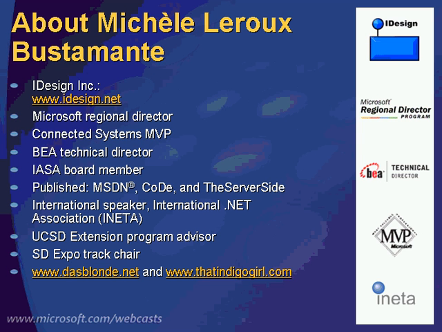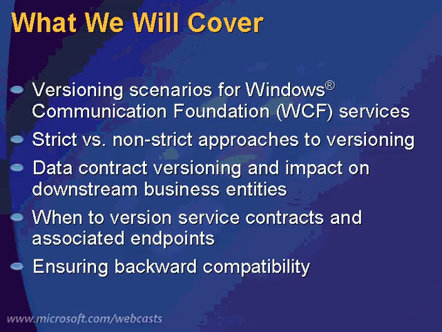So without any further delay, let's just get started. Today I'm going to be covering versioning scenarios for WCF services. With that, we're going to talk a little bit about strict approaches versus non-strict approaches to versioning, because there are different approaches that one can take in a company based on how agile you need to be, for example. The things that we'll be talking specifically about include data contract versioning and how that impacts downstream entities. That's important because if you need to make an adjustment to some of your business entities, what does that do to your service contracts? And so we'll discuss that.